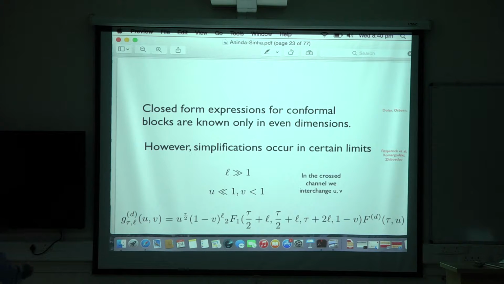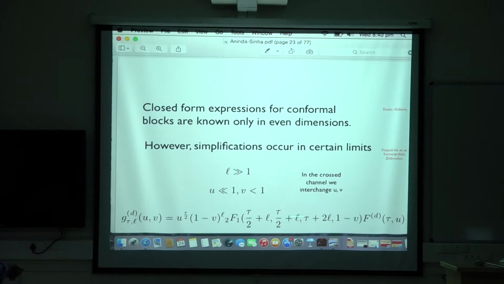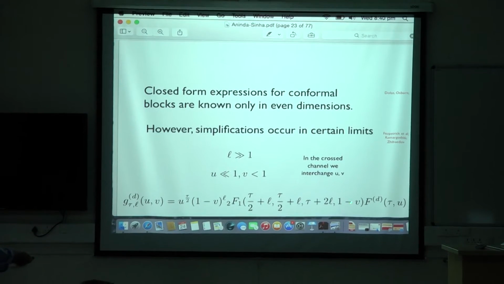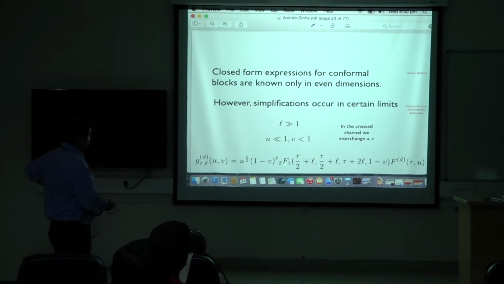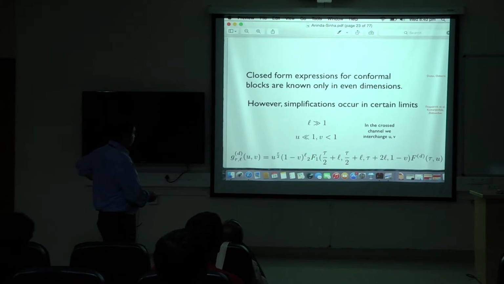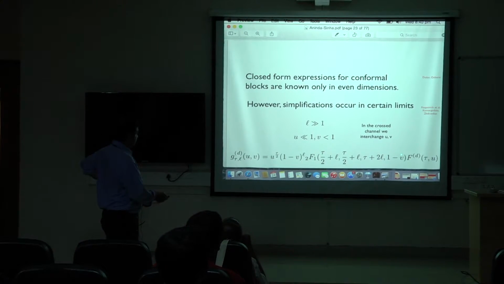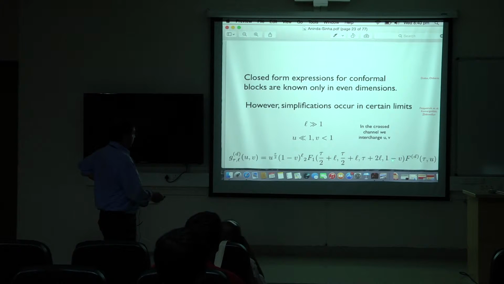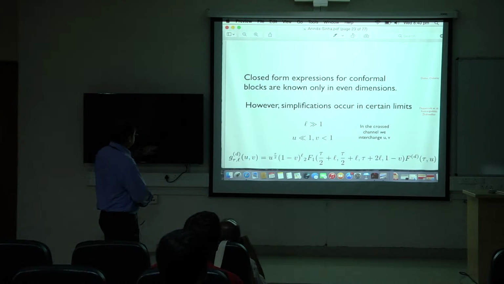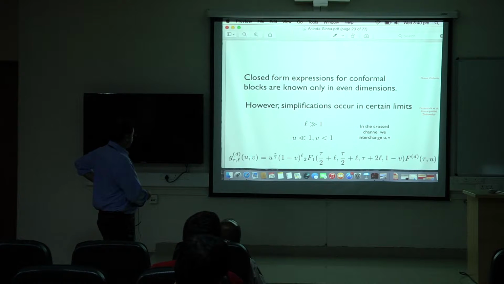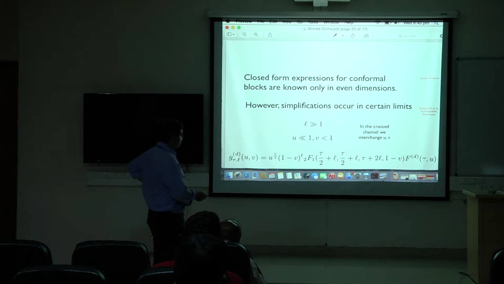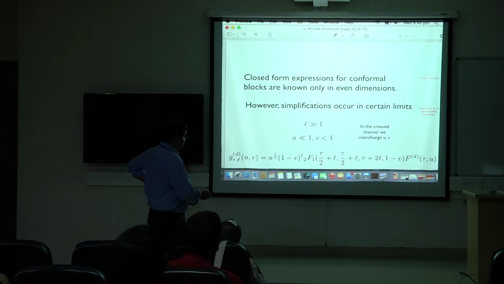So in this limit, the conformal block, roughly speaking, factorizes, and it has two pieces. One piece does not depend on the dimension. This is given by a Gauss hypergeometric function, which does not depend on the dimension that you're working in, and it's a function of only v. I've displayed this conformal block in the S channel. In order to go to the T channel, you need to interchange u and v. And there's another piece which does depend on the dimension.